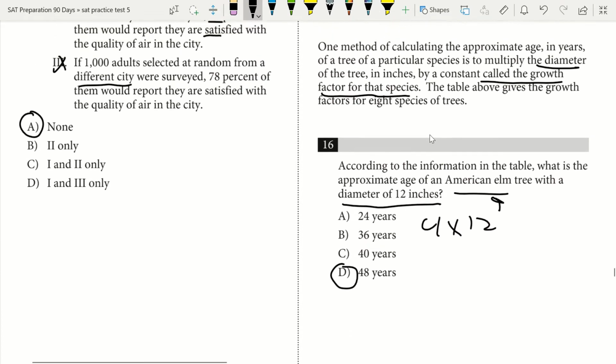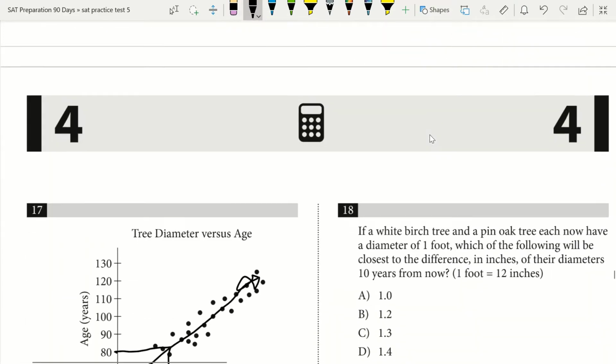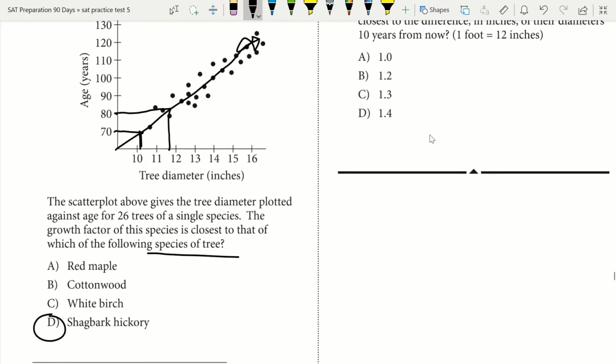I don't think there were many that were. There's only really one that's close to that. I see that that's shagbark hickory, so my answer there is going to be shagbark hickory. Go down, find that answer. I see that that's going to be D, so the answer for 17 must be D.